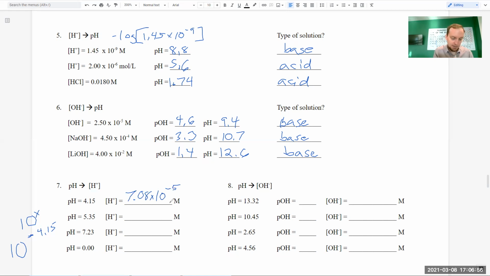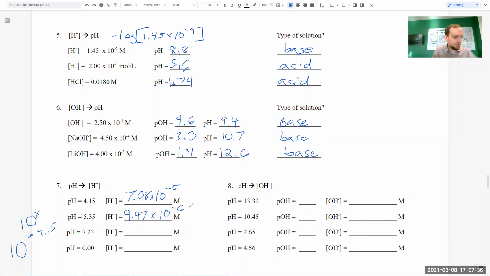Oops, I did not hit my parentheses and I got a syntax error. So let's try it again. 5.35 parentheses, and I get 2.24 times 10 to the negative 5. Let me just double check that, because I feel like I did that wrong. 5.35. Yeah, I did do that wrong. Sorry about that, everybody. That's a 4.47 times 10 to the negative 6.